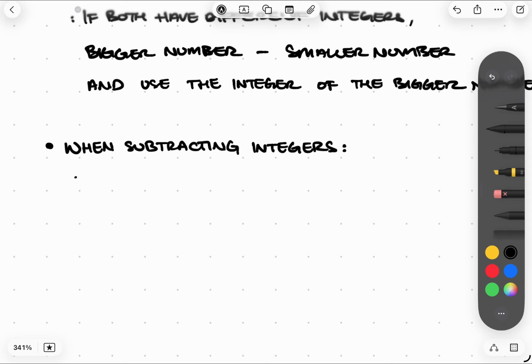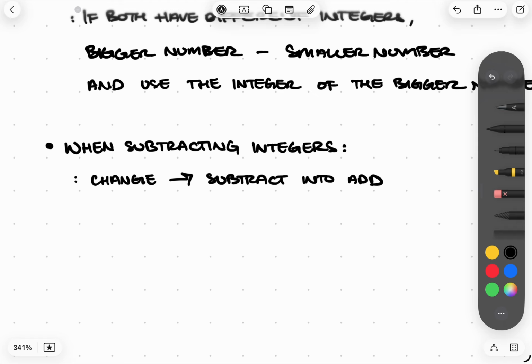I'll do another one right here. Okay, so when subtracting integers, you are going to actually change two things. Now, you have to remember, you have to change both of these things. So the first one that you're going to change is the subtract into add.